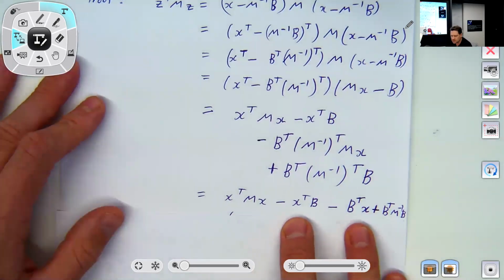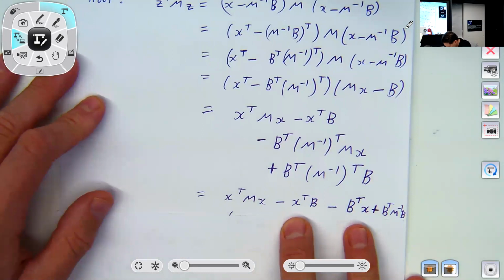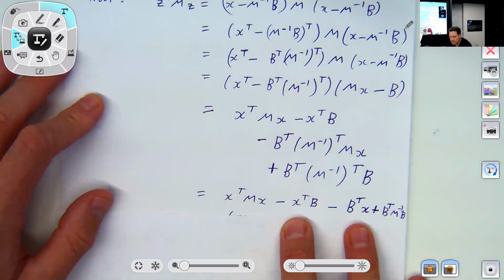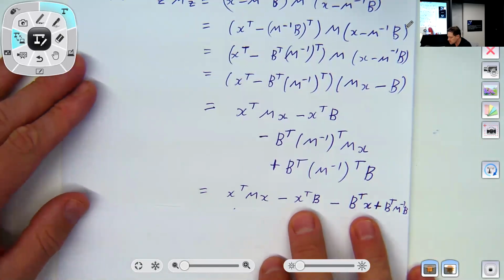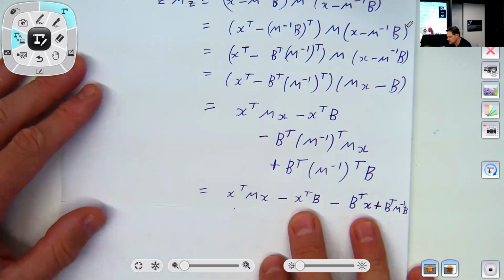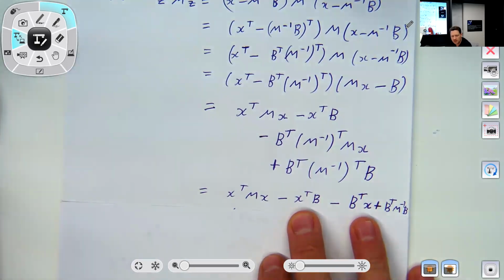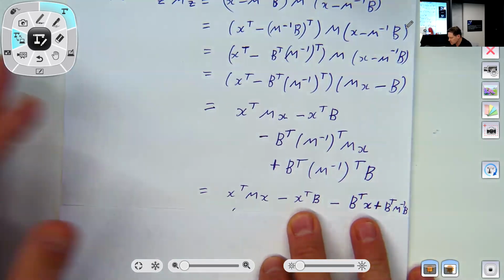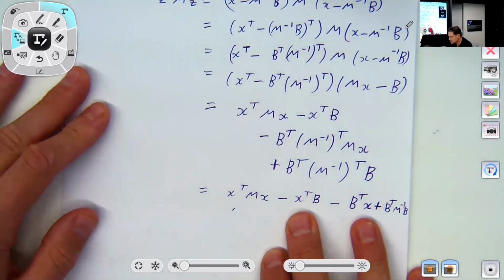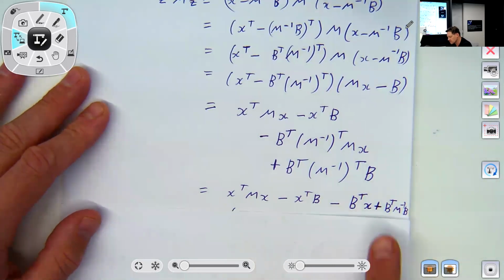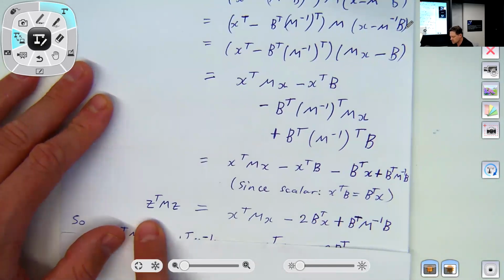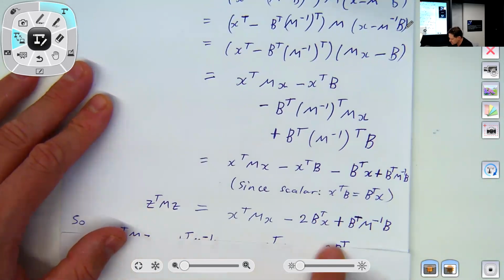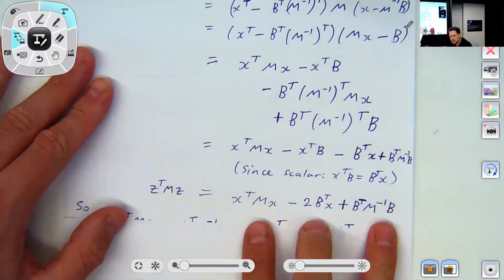The observation that you should make here is that this is just a scalar in brackets, right? So we've got two scalars here. Since they've got the same letters in them, and they're really just dot products of two vectors, you can swap that around. So these are the same, and essentially we have two of these there. That gives us that Z transpose MZ is equal to this three-term expression.